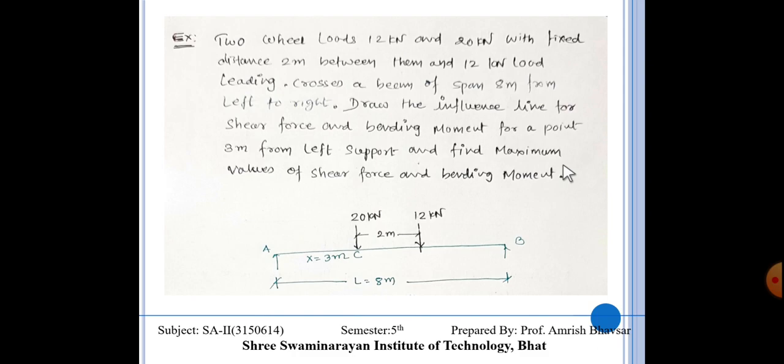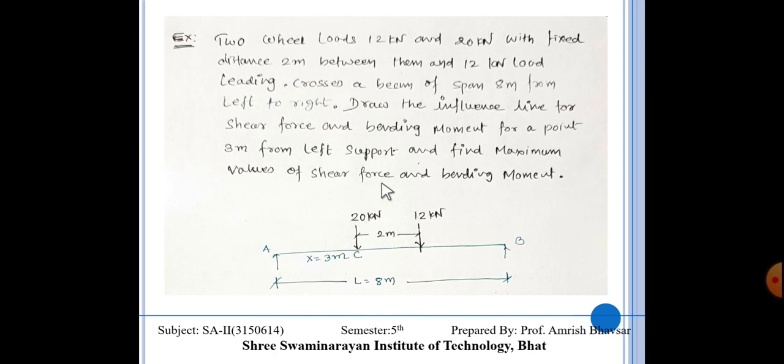The other case, there are only two loads moving on our bridge. So what will we get? First, two wheel loads, 12 kilonewton and 20 kilonewton, with a fixed distance of 2 meter between them, and 12 kilonewton is the leading load. So it is 12 over here. They cross a beam of span 8 meter from left to right. Draw the influence lines for shear force and bending moment for a point 3 meter from the left hand support. So somewhere over here, 3 meter from left support A. The distance is fixed, given by them.